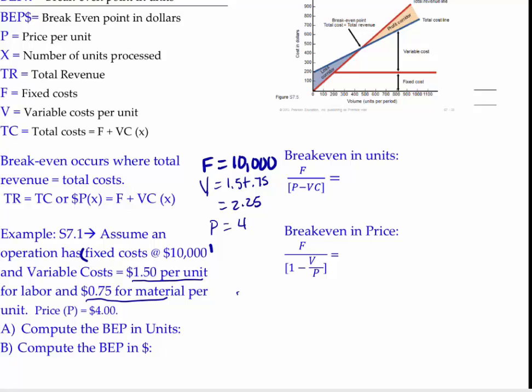Then we can easily put this in our equation. We've got our fixed cost of 10,000 divided by our price, which is 4, minus 2.25. That should give us a break-even in units of 5,714.29 units. So we need to sell 5,715 units in order to break even, essentially.